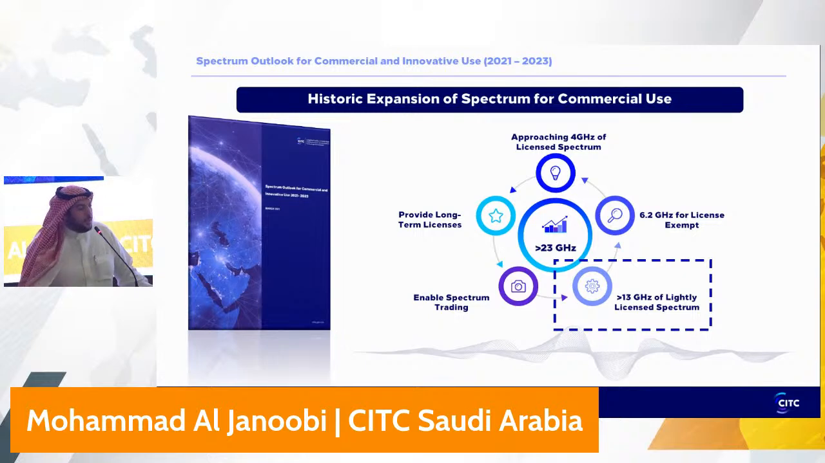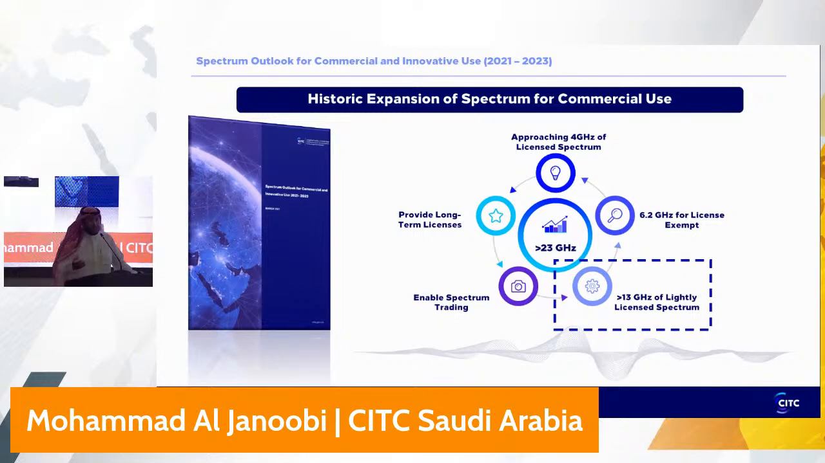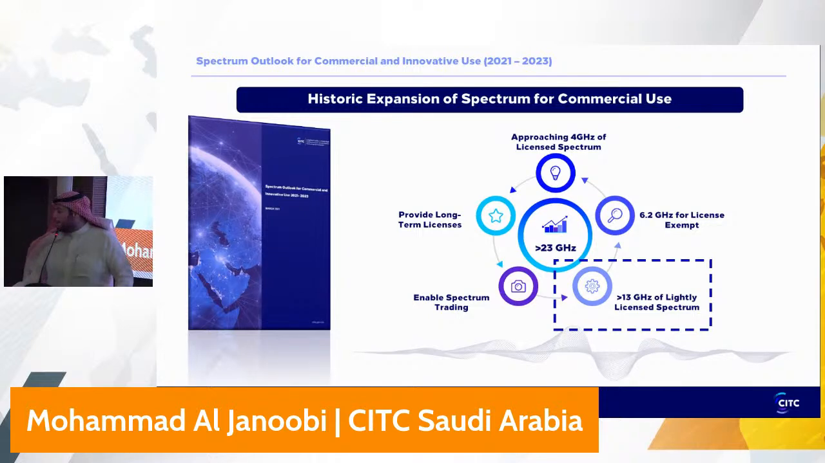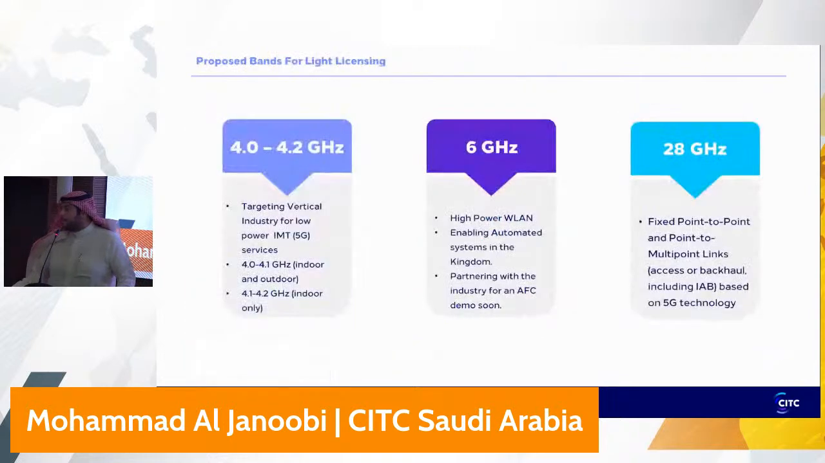This lightly licensed approach is based on sharing mechanisms and is based as well on enabling data and spectrum management. So what we are targeting in the first phase of this lightly licensed spectrum is the 4 gigahertz band for industrial 5G use. We will study this, and we will have a public consultation with the industry in the coming time, and we are targeting as well the 6 gigahertz band, which has been identified.